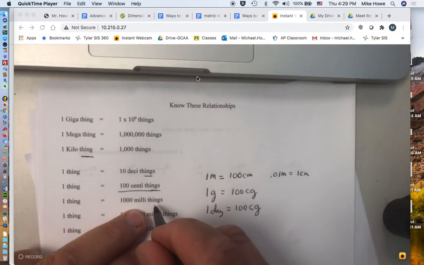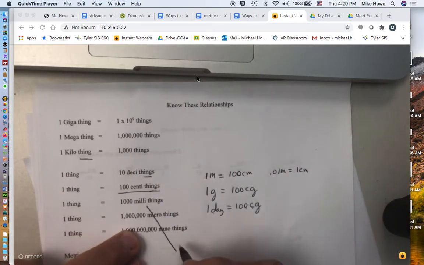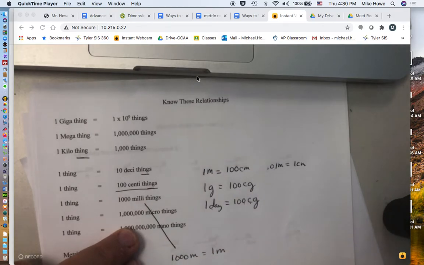In the same way, milli means 1/1000th. So if I had 1,000 milli things, so 1,000 millimeters would equal 1 meter. So these are just metric equivalencies that you need to know in order to do conversion factors.